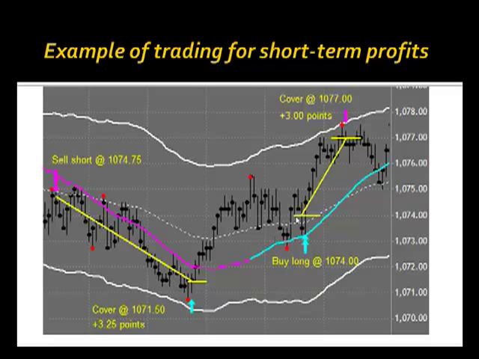And here we had a long, meaning we bought first and then sold to make money when the market was going up. Bought at 1,074, sold at 1,077. So altogether, we made 3.25 points on this trade, 3 points on this trade, for a net profit of $312.50 per contract, all in about 15 to 20 minutes.